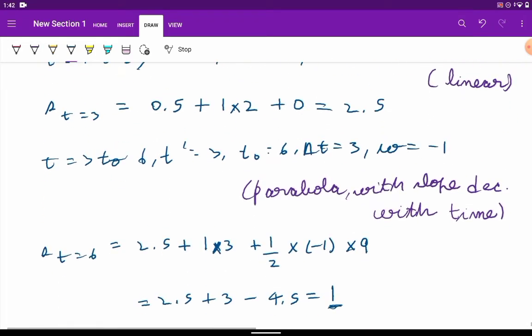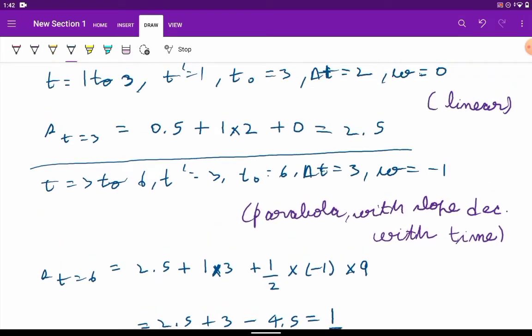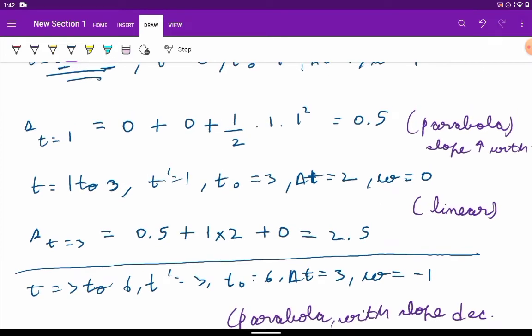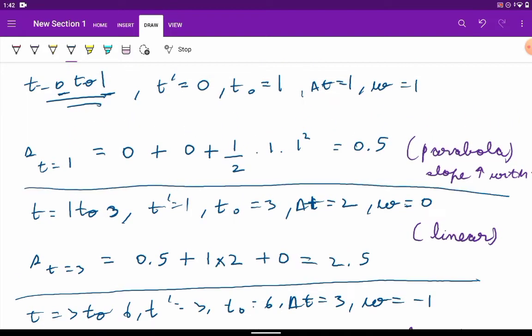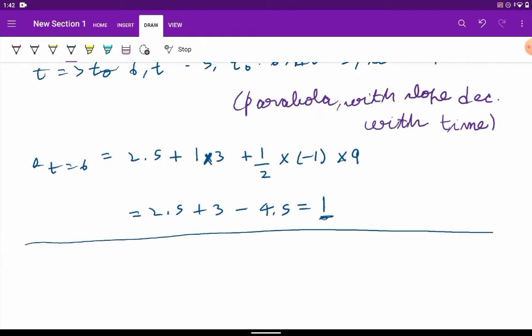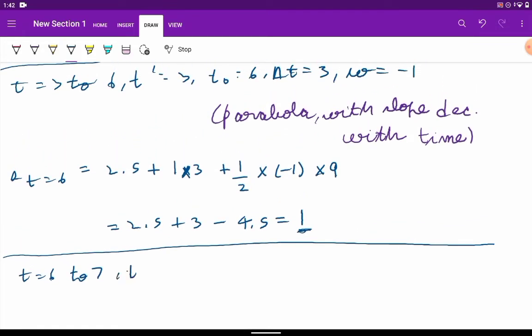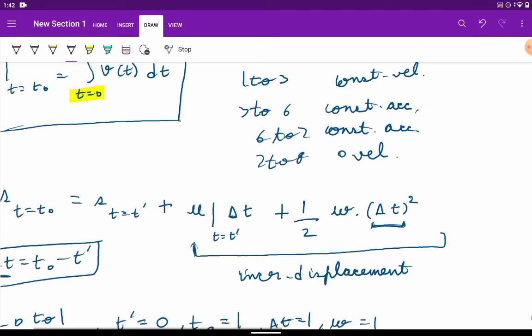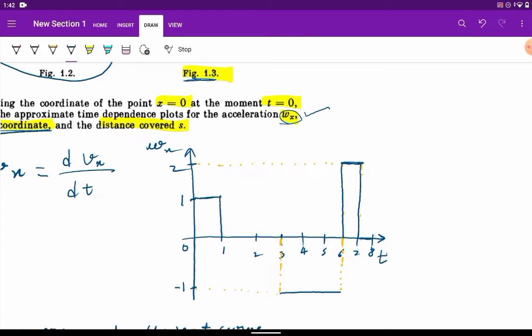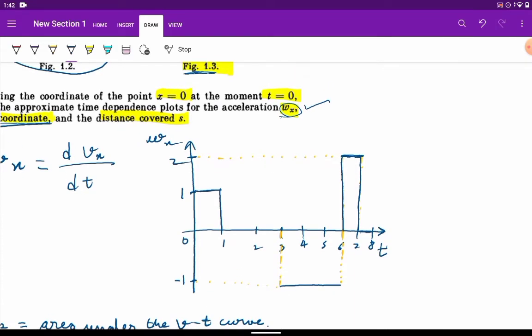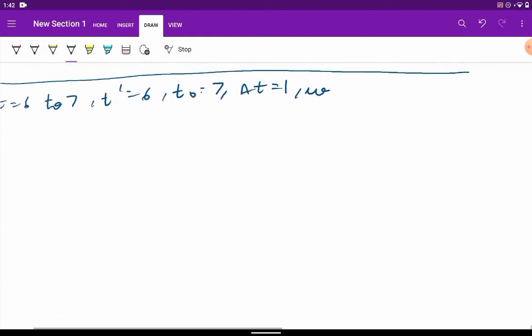Okay, now just a second, I will put a separator so that there's no confusion. All right, okay, now t equal to 6 to 7, so t dash equal to 6, t naught equal to 7, delta t equals 7 minus 6, which is 1. W, if you see figure 1.3, or sorry, our figure, basically the W is 2.